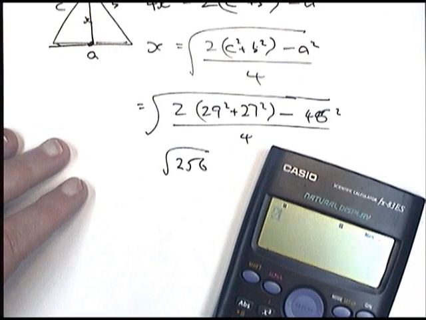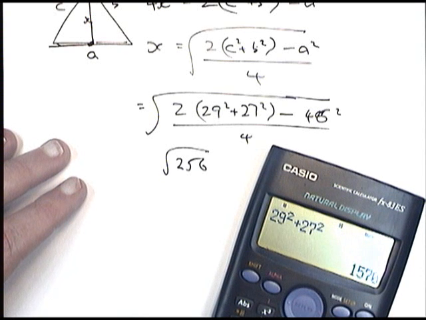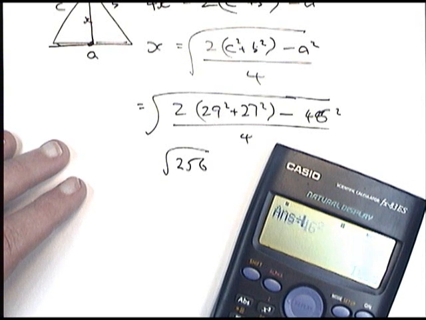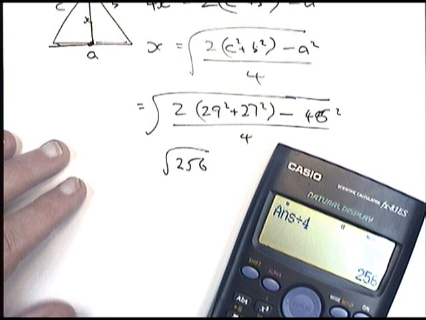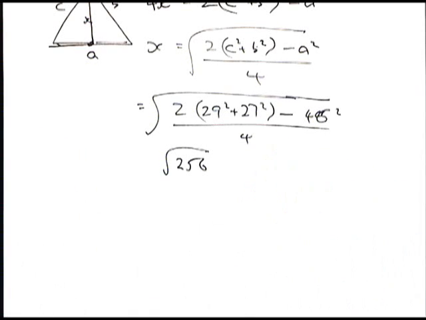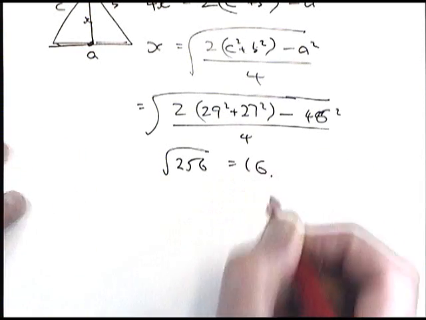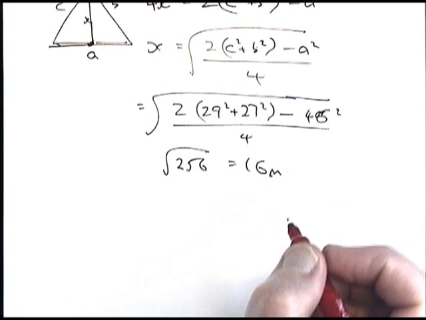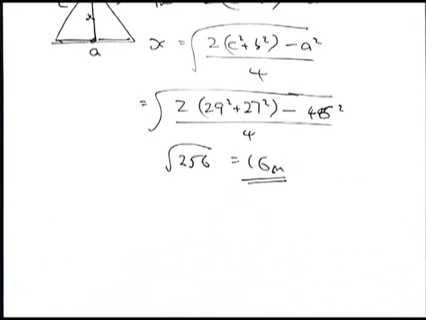So let's just try that one more time. Show you what we do. 29 squared plus 27 squared is equal to that. Times that by 2. Then take away 46 squared. Then divide by 4. That gives me the 256. Square root the 256, you get 16. And the units in this question are meters, so the final answer is 16 meters.